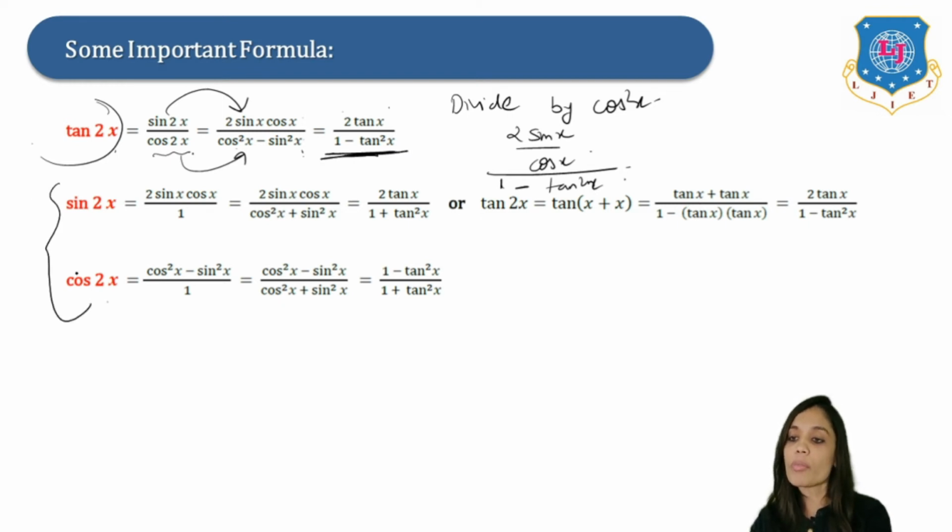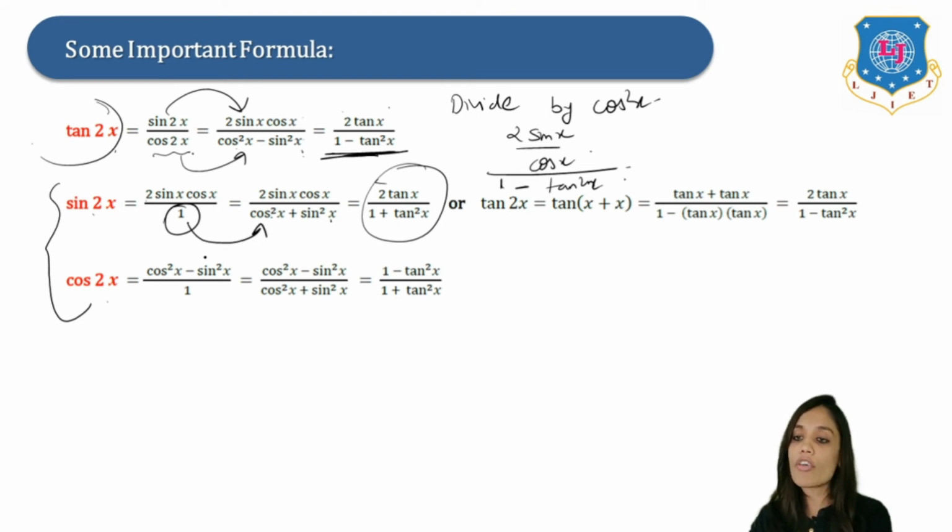Now these two formulas are sometimes asked as examples. That is, you will be asked to prove that sin 2x can be written in the form of tan. Okay, so this is our formula. How to prove? Firstly, we know that our sin 2x is what? 2 sin x cos x. We can write 1 upon 1. Now we know 1 means what? Sin square x plus cos square x.